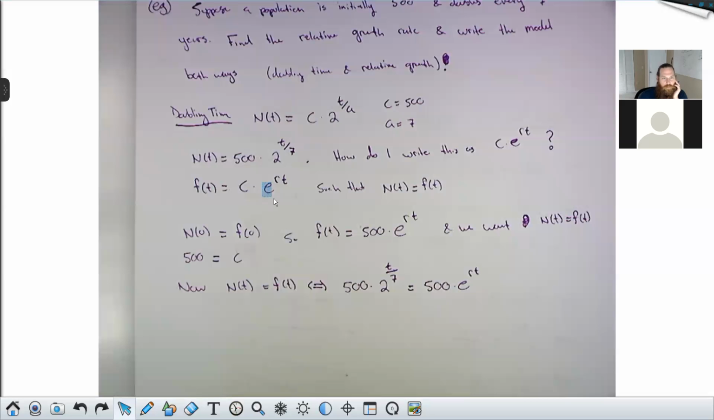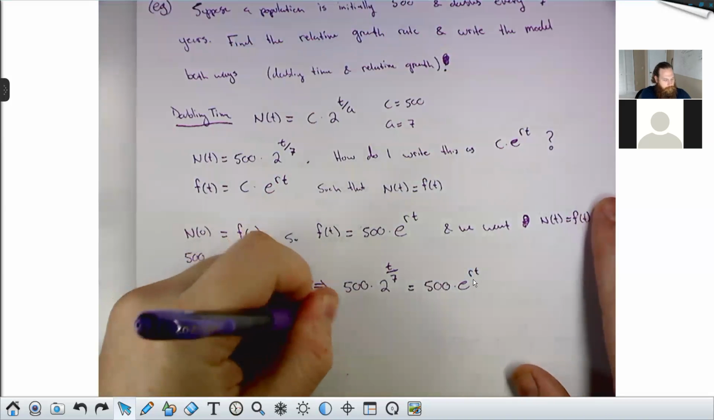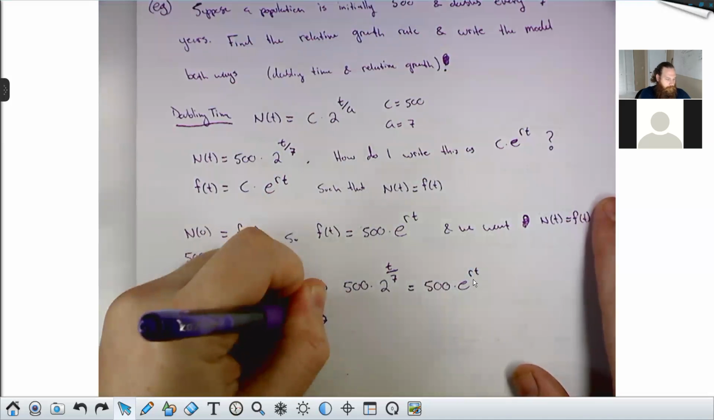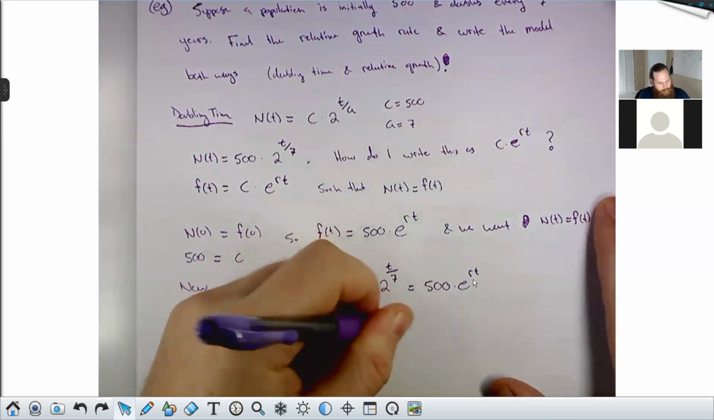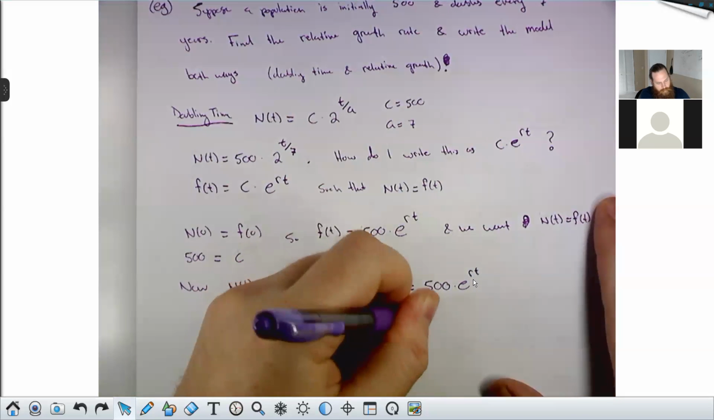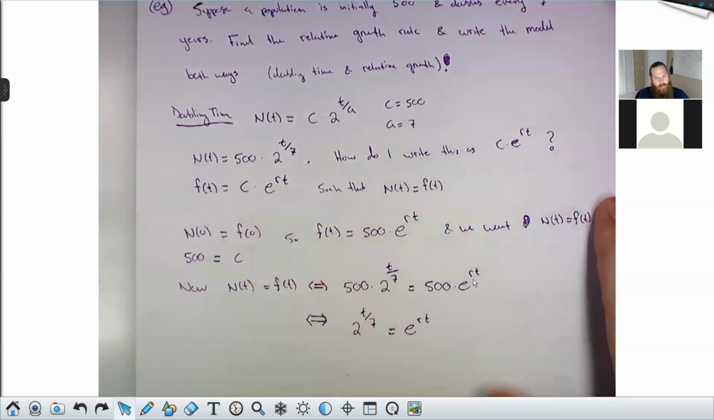Well, e is just a number, right? It's like 2.71828. It's a constant. Yeah, the thing I don't know is r. And I said, can we find the relative growth rate? So the thing I'm trying to solve for here is r. I can divide both sides by 500, and I get 2 to the t over 7 equals e to the r times t.